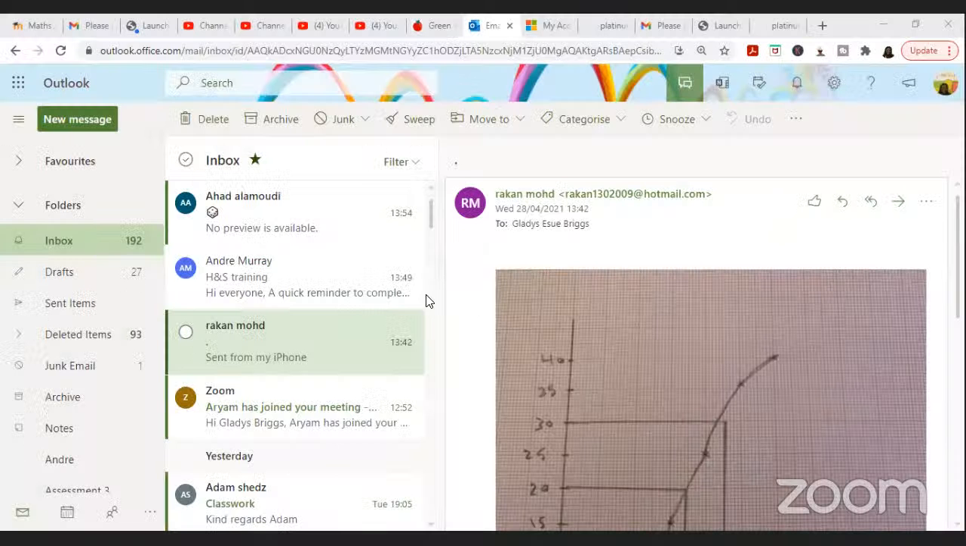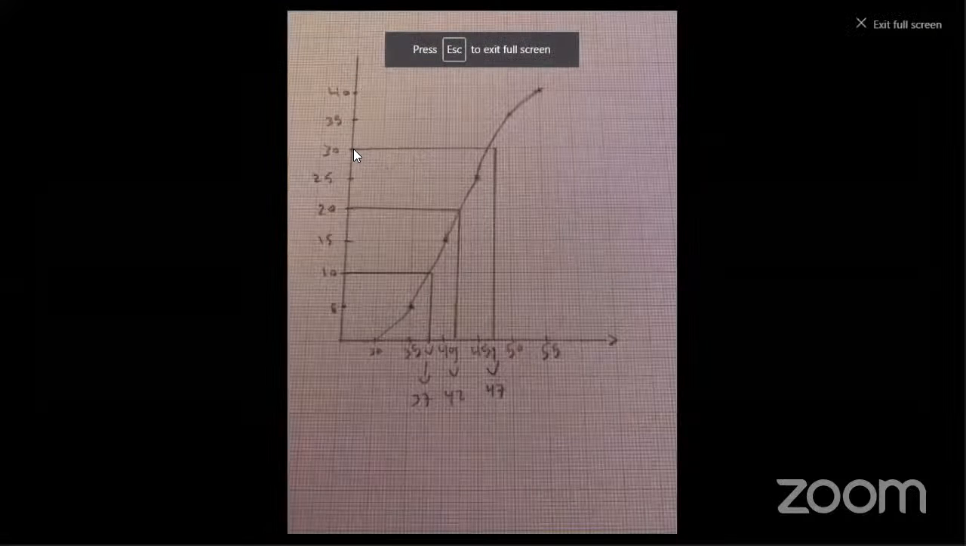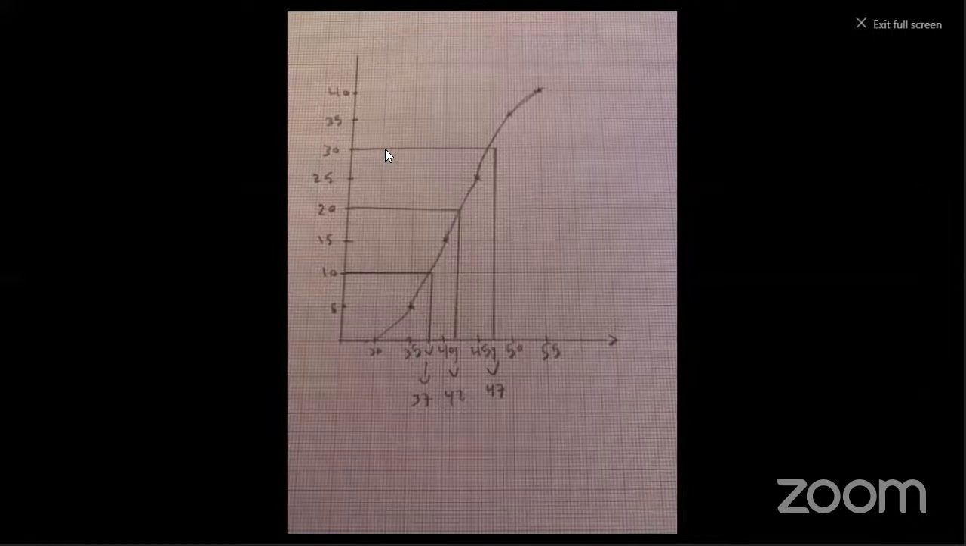So Rakan, this is yours. The only thing that I will say to you is, you see where I'm following the line? You need to follow your line on your graph and stop where your graph stops, and then come down and read it off your own graph. Okay? Not my answer, your answer from your graph. And the same thing goes for this one, 20.